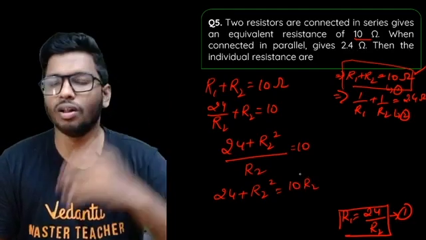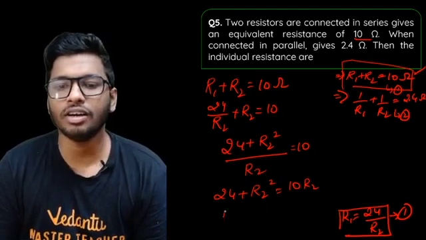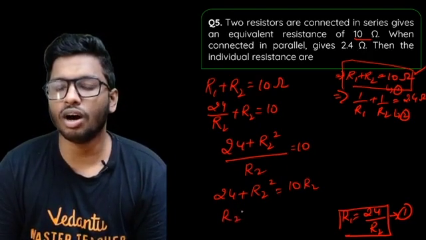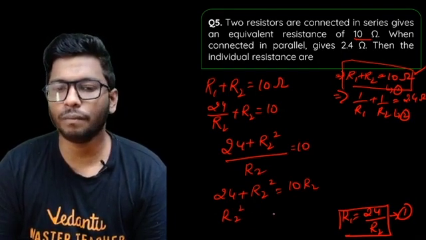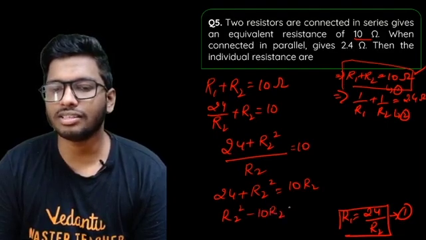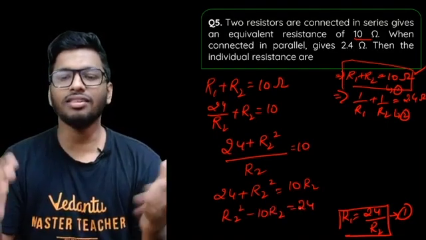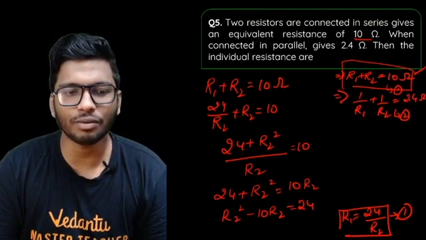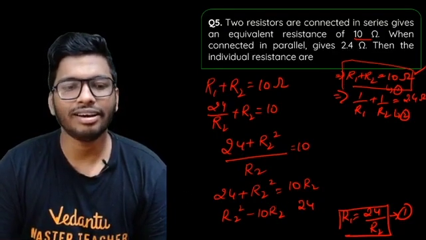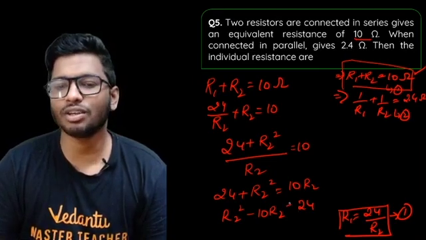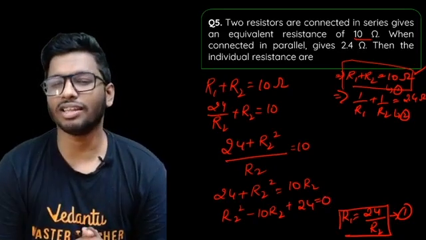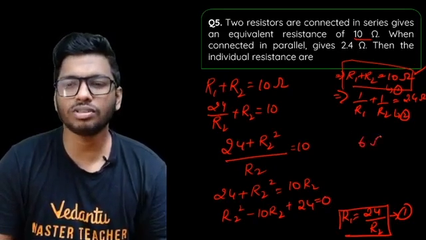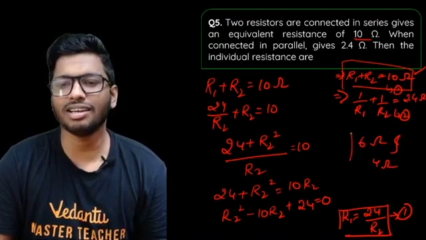Now people, solve this equation. You'll get a quadratic equation. So take 10 R2 to the other side. So R2 square minus 10 R2 is equal to, not is equal to, will be plus 24. All right, so if you solve this equation, guys, you will get two values, and you will get the answer to be 6 ohms and 4 ohms. So that will be the answer to this question.